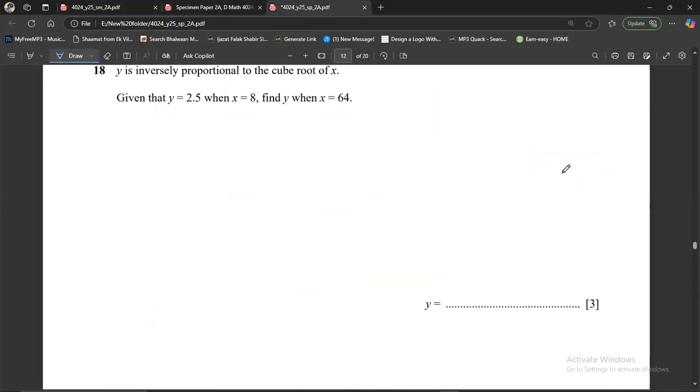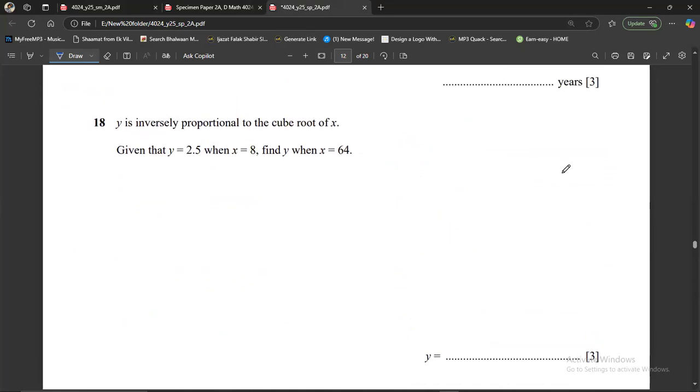and only once in another paper we have to use log, and I don't remember which paper that was. But I remember, because we have practiced so many papers with my students, only in one paper that happened. Question number 18. Y is inversely proportional to the cube root of x. Cube root of x, inversely proportional.